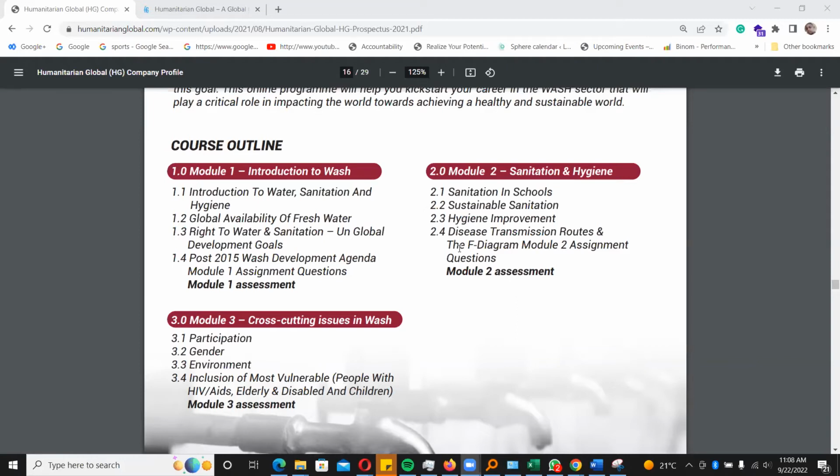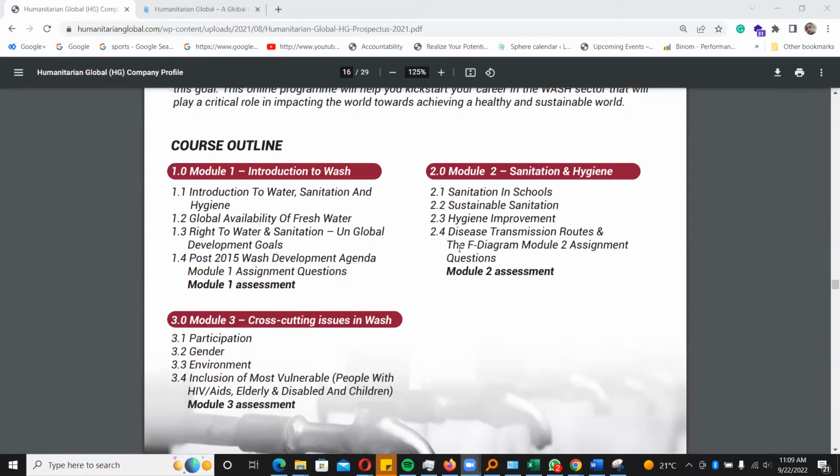The second module takes you through water sanitation and hygiene, and here we focus on sanitation in schools, which is a very critical concept for you as a WASH specialist to understand. We also look at sustainable sanitation, then hygiene improvement, and finally disease transmission routes, where we use the concept of the F diagram. That is the second module of this 3-month short course.